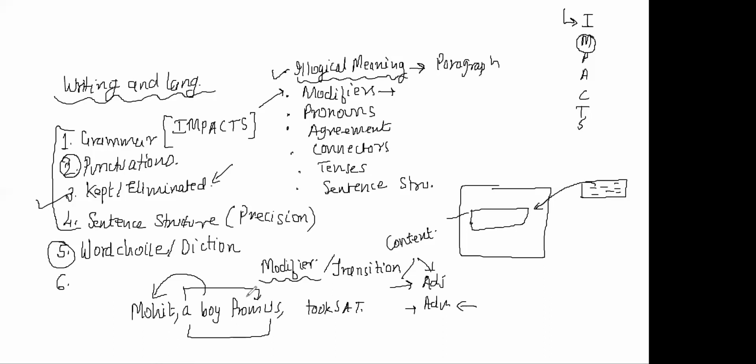All right, so a modifier. And now look at this. The placement of the modifier is very important. Just after Mohit, I have written a boy from US. So this makes sense. The modifier should be placed next to the word it tries to modify.